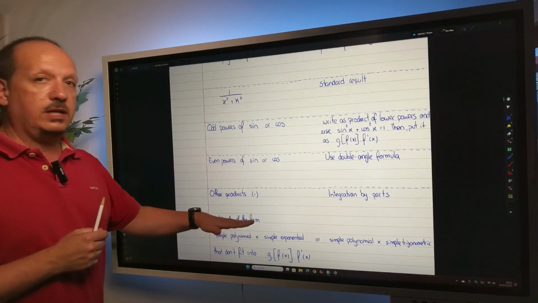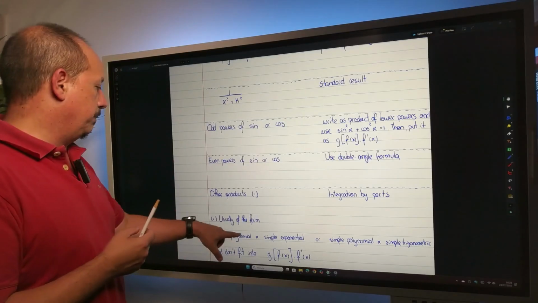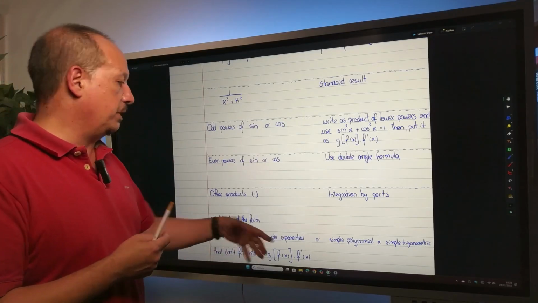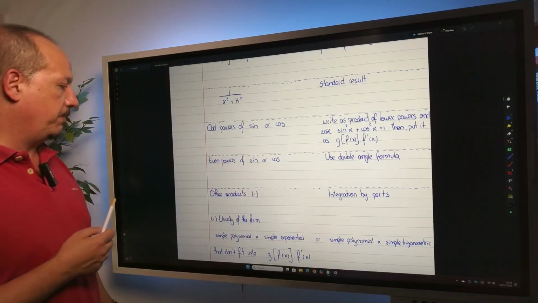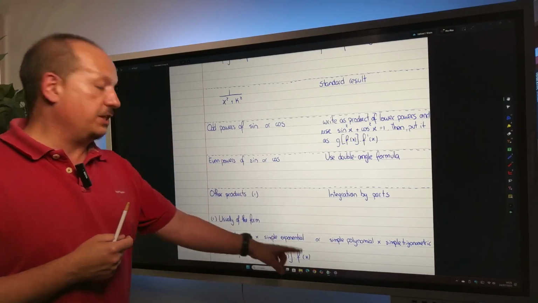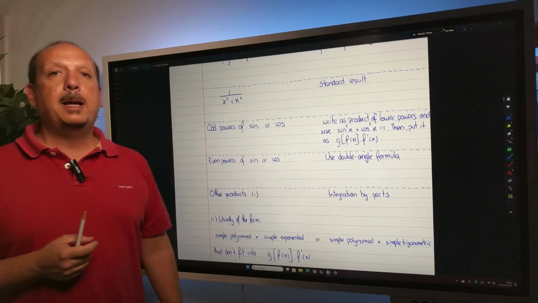What if you have other products that cannot be integrated using these methods? They are usually, as I mentioned before, in the form of a simple polynomial times a simple exponential, or a simple polynomial times a simple trigonometric function. Situations that don't fit into this, by the way. Well, in that case, you use integration by parts.